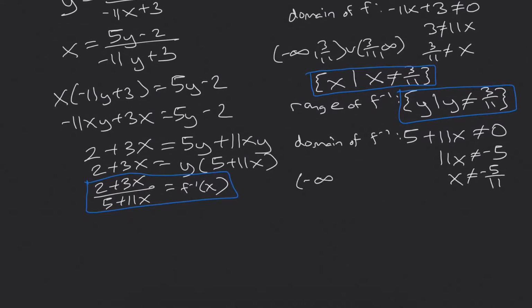And again, if I was doing interval notation, that's not too difficult. And it's nice because it doesn't involve x or y, so you can use it for anything you want. But if the homework asks for set notation, okay, well then for the domain, that's x such that x is not equal to negative 5 over 11.